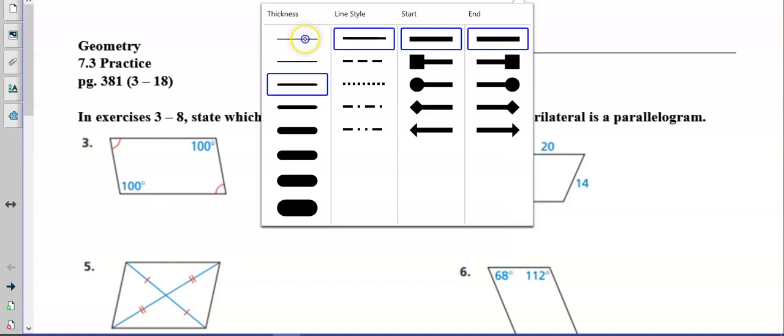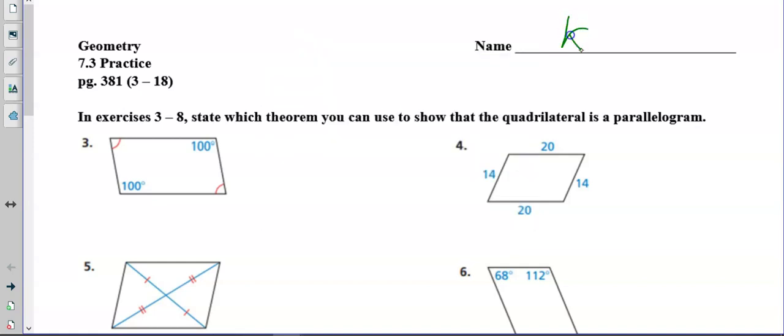All right, so this is 7.3 homework. It says, state which theorem you can use to show the quadrilateral is a parallelogram. So if you notice here, opposite angles are equal, and they have to both be the same, equal.